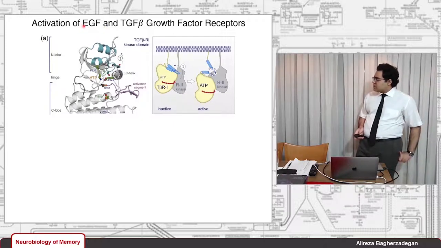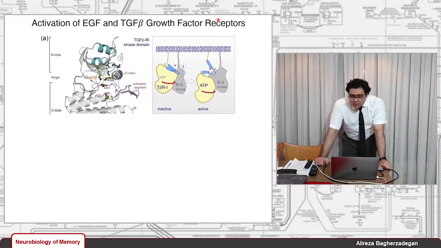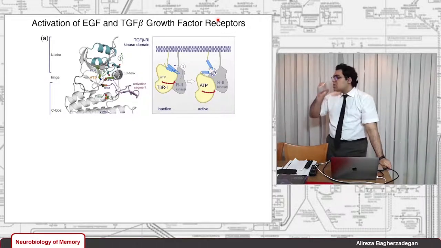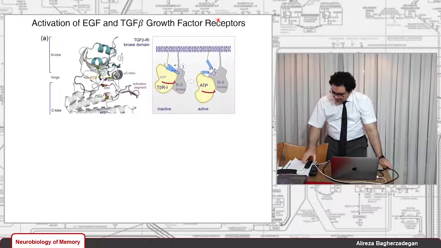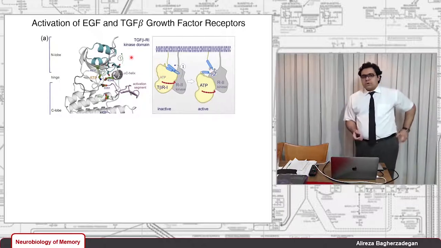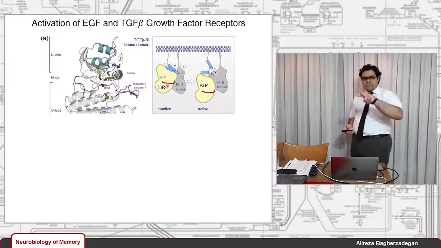The receptors for growth factors, epidermal growth factor and transforming growth factor beta, are enzyme coupled receptors, and they have intrinsic kinase domains at their cytosolic sites. First, let's talk about the transforming growth factor beta receptor. This growth factor, transforming growth factor beta, binds to type 1 receptor and type 2 receptors. Okay, it binds to both of these receptors.